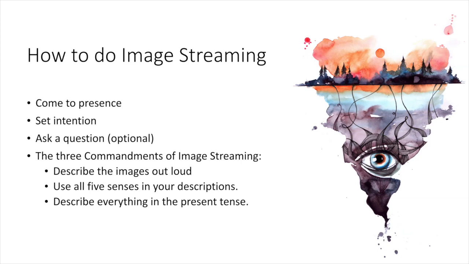Then we can start with the process of image streaming. And it's a simple one. You simply will close your eyes. You will notice whatever image comes to mind. And here are the important rules. You must describe the images out loud. And in that description, use all of your senses that you can possibly pack into your description.